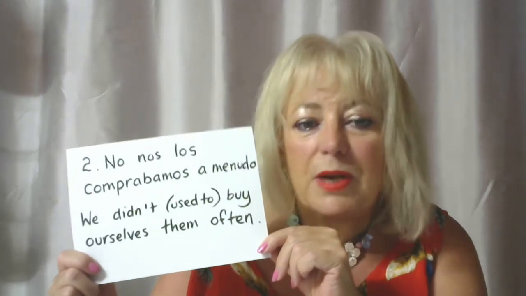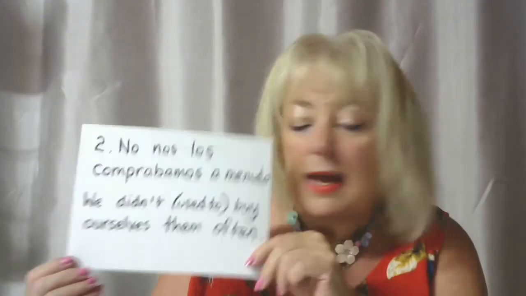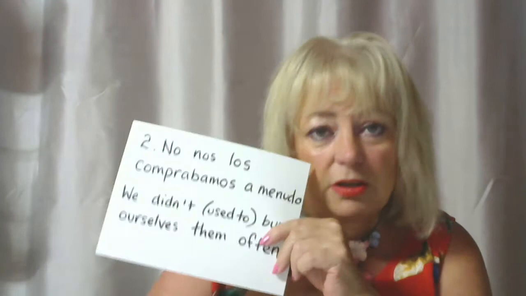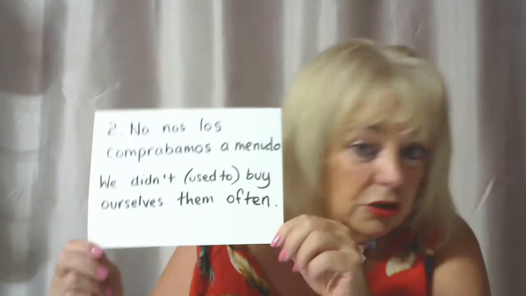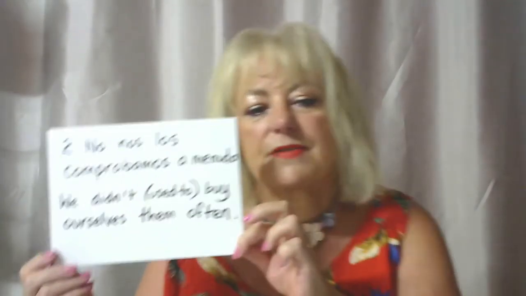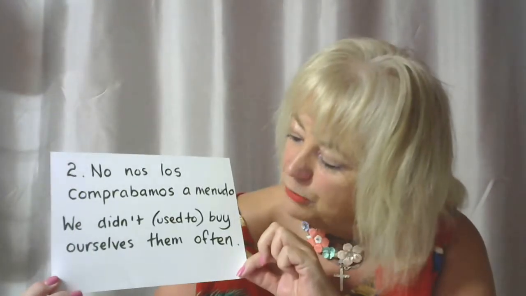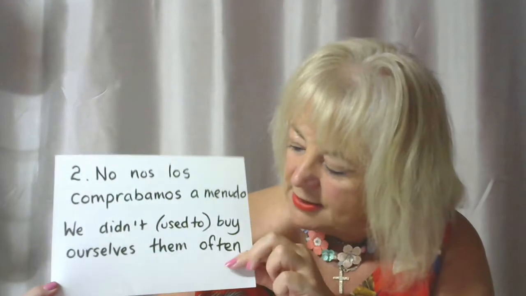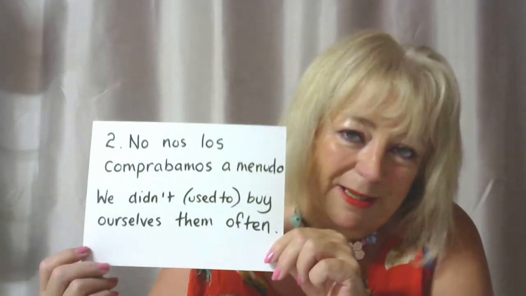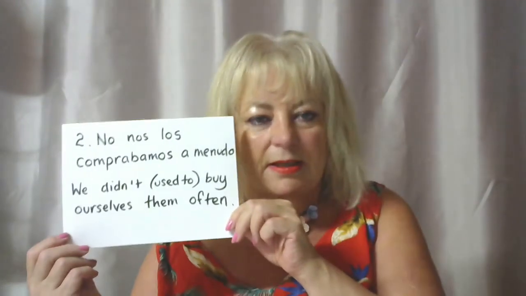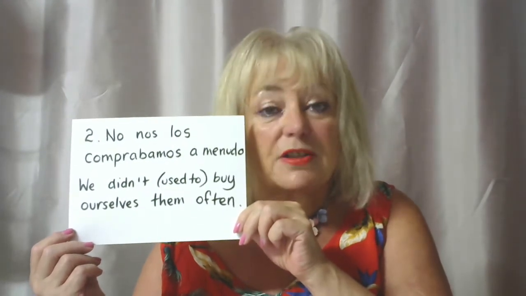So we know it's we didn't buy or used to buy. Again, I put that in brackets. We could either put it in or not. And who did we buy them for? Us, ourselves. So we didn't used to buy ourselves them often, or buy them for ourselves often. And we know it's imperfect because it's something we did on a regular basis in the past, or we didn't do on a regular basis in the past, a repeated action in the past. "No nos los comprábamos a menudo." We didn't used to buy ourselves them often.